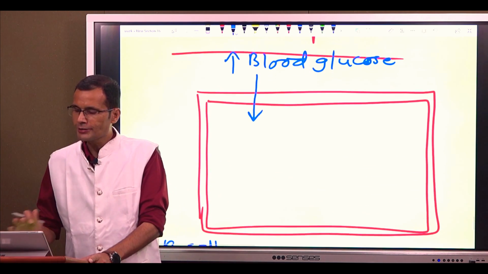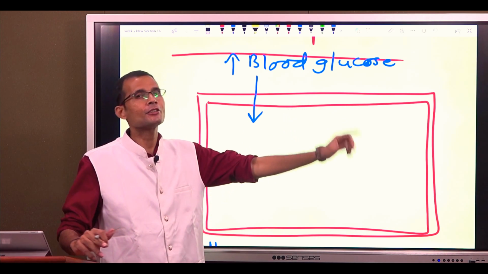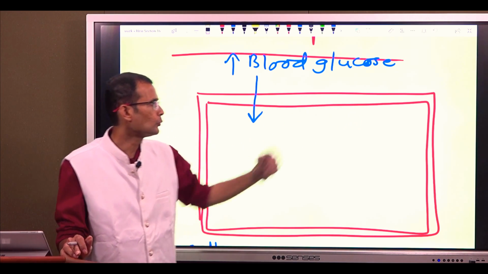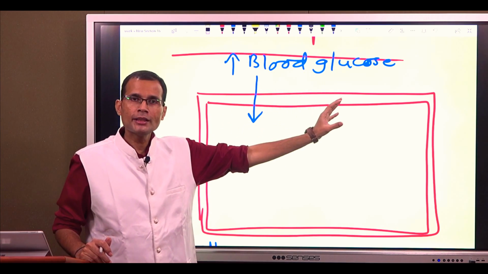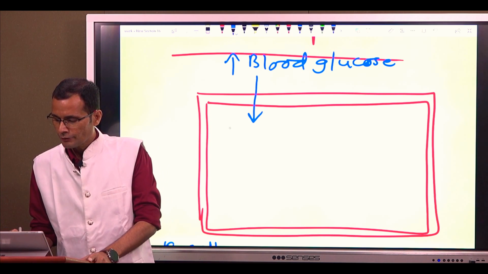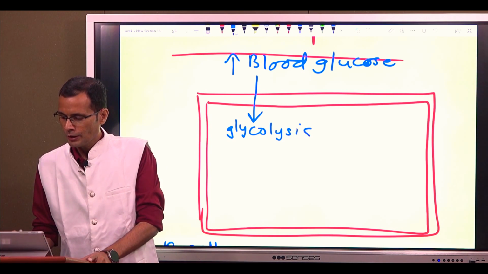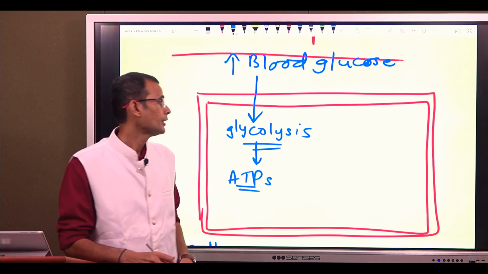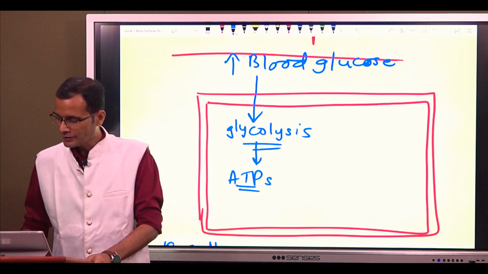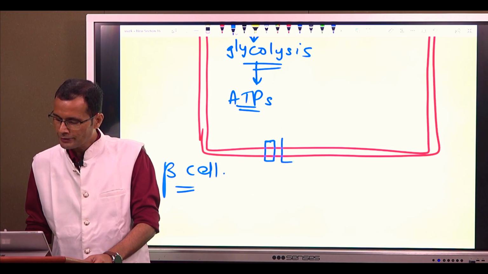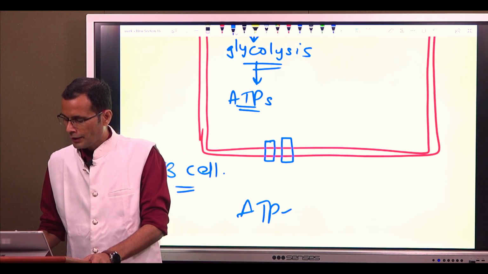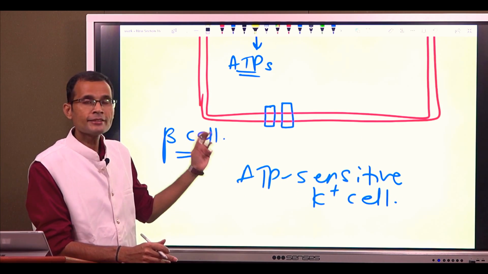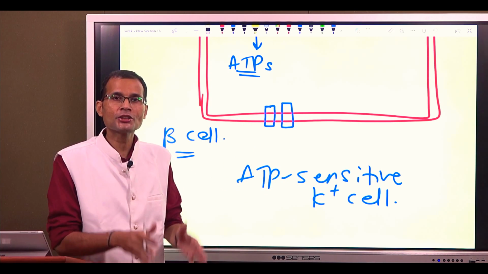Now this glucose which has entered the cell is going to cause release of insulin. We know already that insulin release occurs in response to a rise in the blood glucose. Let's see how. Blood glucose increased after the meals will undergo glycolysis. Glycolysis will generate ATPs. Now, in the membrane of these pancreatic beta cells, there is a peculiar channel called the ATP sensitive potassium channel. And when the ATPs are generated inside the cell, sensing those ATPs, this ATP sensitive potassium channel will close.